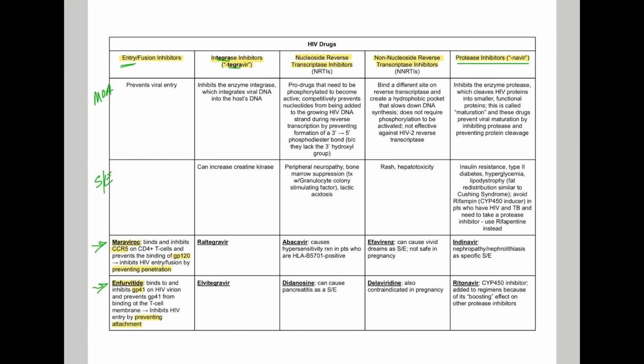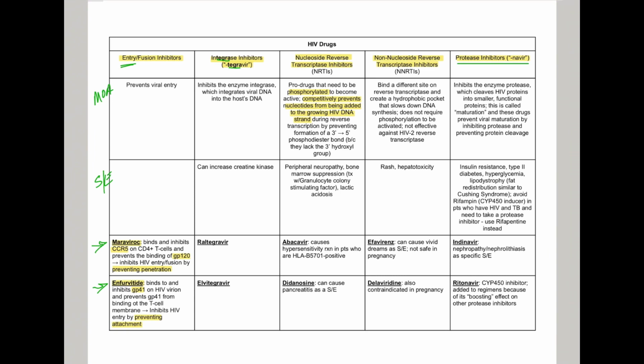Nothing particularly special about these drugs, just recognize the name in their category. Next are the nucleoside reverse transcriptase inhibitors. These are the most important. These are the NRTIs. They are prodrugs that need to be phosphorylated. Okay, that's important. They need to be phosphorylated first to become active.